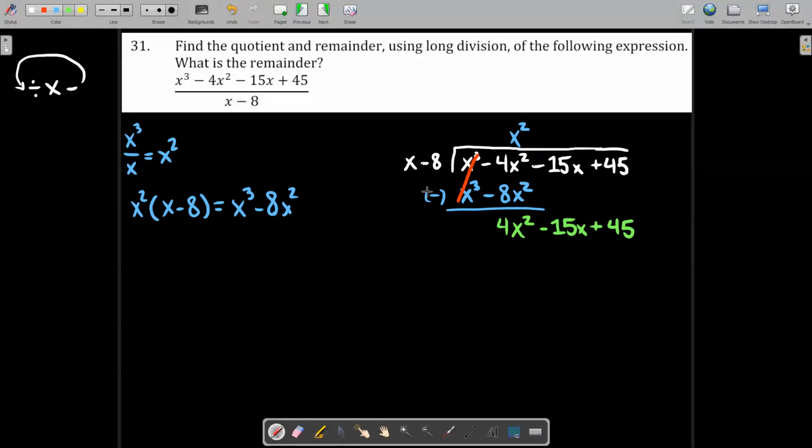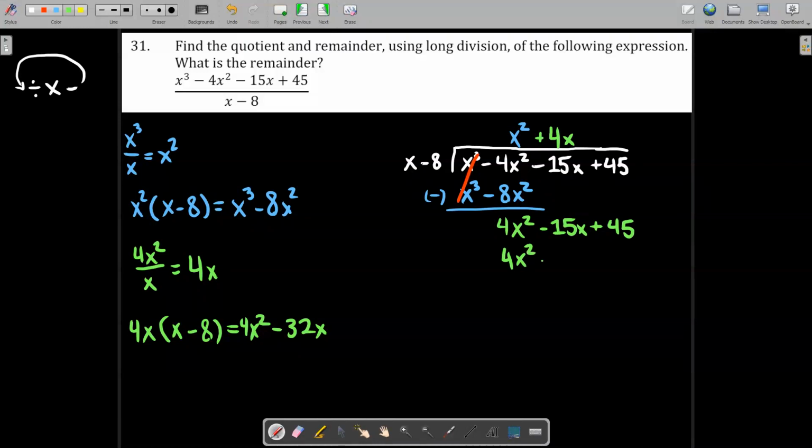Okay, so division means 4x squared divided by x, which is 4x, because 4x times x equals 4x squared. We're going to put the positive 4x up here, and we're going to take the 4x and multiply it by the divisor. 4x times x minus 8. Hippity-hoppity, 4x times x is 4x squared. 4x times -8 is -32x. And we put the product down here, 4x squared minus 32x. And then we move on from multiplication back to subtraction.